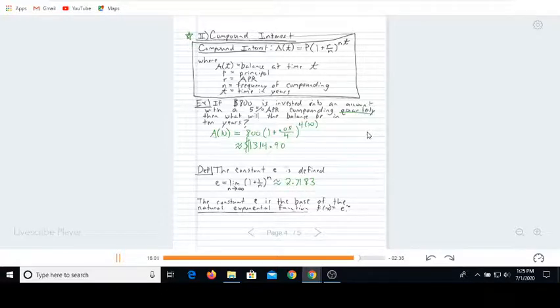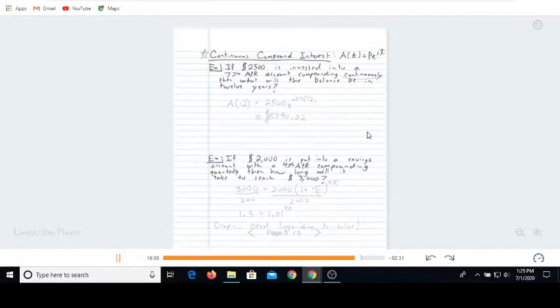Alright, let's go ahead and wrap this section up. So we have the formula for continuous compound interest there at the top. Suppose you've got $2,500 invested in a 7% APR account, compounding continuously. When you see that phrase, compounding continuously, that just tells you what formula you'll be using. Determine the balance in 12 years.